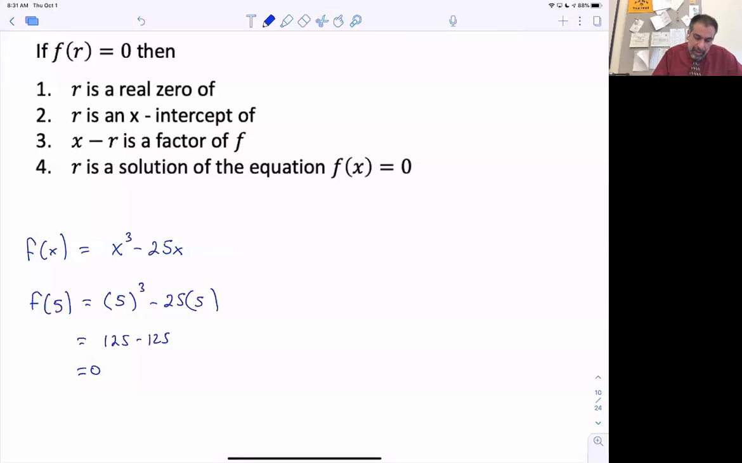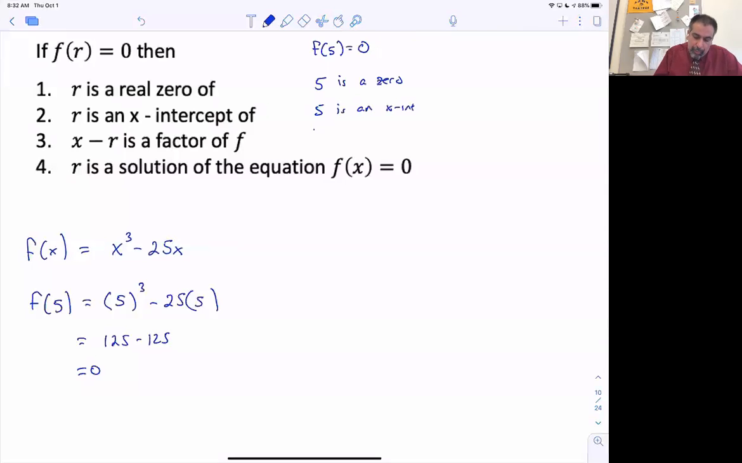So we're saying if f of 5 equals 0, what can we now say about this function? Well, we know that 5 is a 0. In part 2, we can say 5 is an x-intercept. So we know this graph's going to cross the x-axis there.